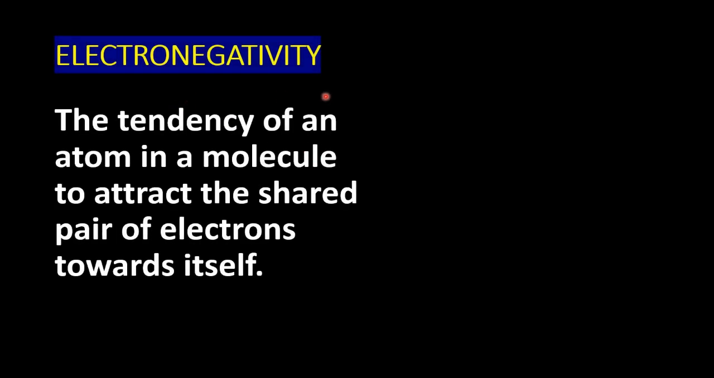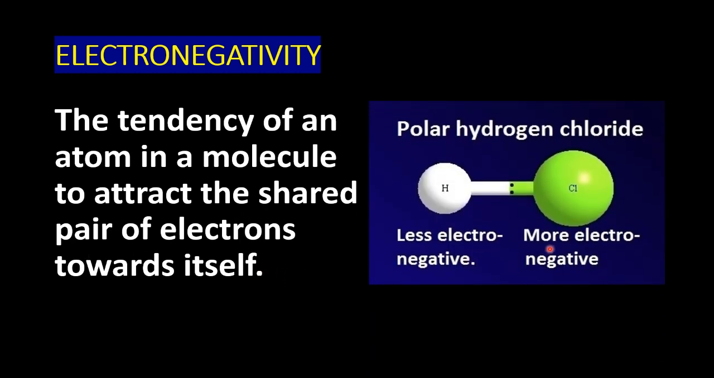Next property is electronegativity. Electronegativity is totally different. For that you need to take a molecule, not an isolated atom. It is a simple tendency of an atom in a molecule to attract the shared pair of electrons towards itself. You take the example of HCl. The shared pair of electrons between hydrogen and chlorine. This will be only in covalent bonds. It will be towards chlorine because it is more electronegative than hydrogen, which is less electronegative. So this kind of bond is known as polar covalent bond.